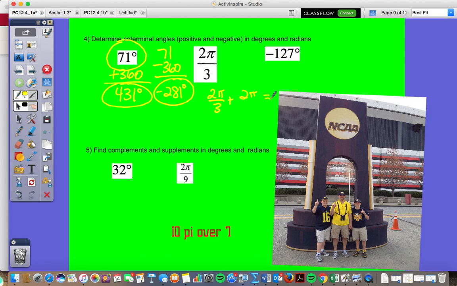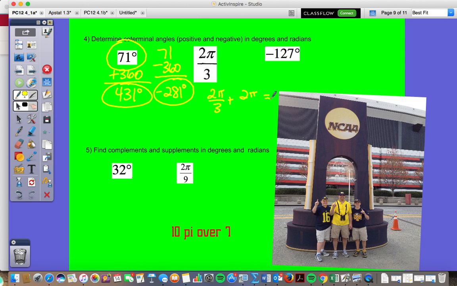So we had 2 pi, right? Why 2 pi? Because that's the same thing as 360, right? It's saying it's the same thing, but except now we're in terms of pi. But in order to add fractions, what do we have to have? Common denominators. Good.